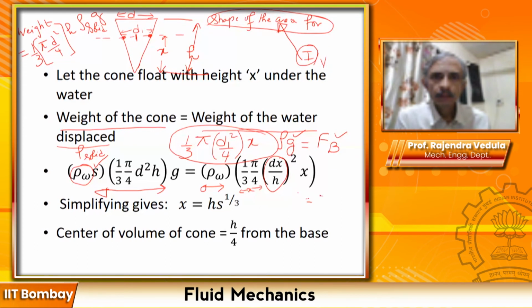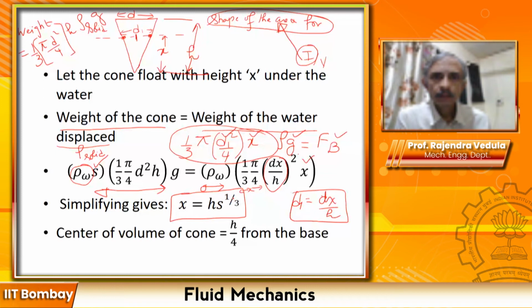So D1, this is straightforward for you to figure out. D1 is dx by h, and therefore you have got dx by h square multiplied by x. So you go ahead and do the algebra, and what you will get is x is equal to h S to the 1/3.